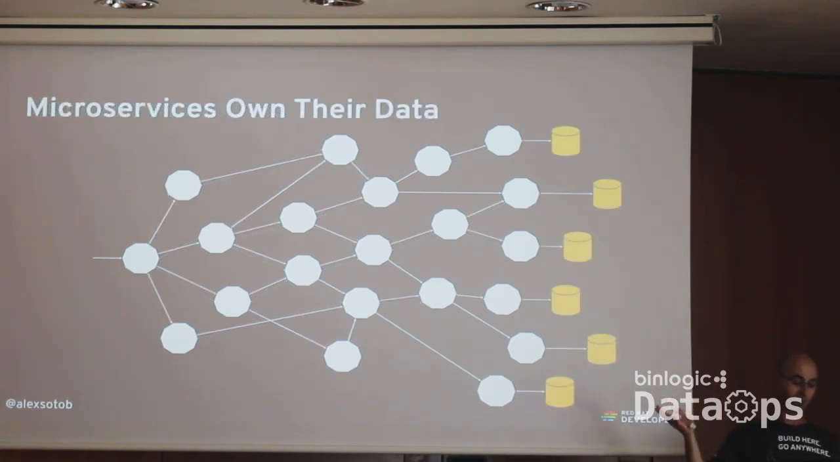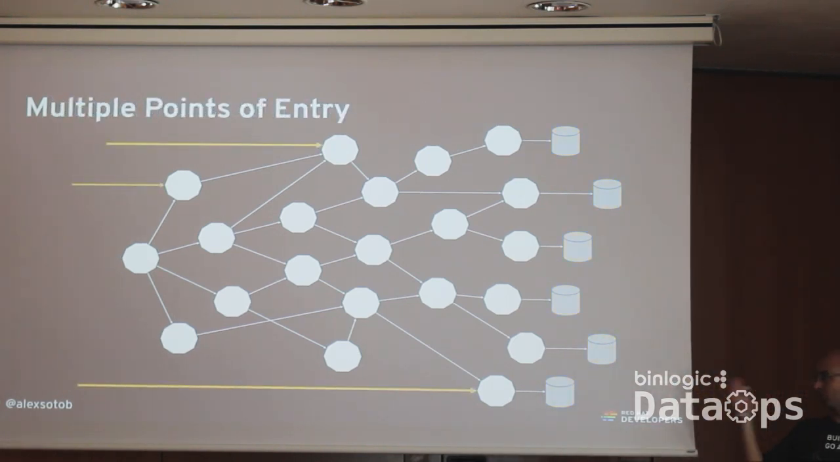Of course, each microservice contains its own data. Some contain a database, others not. And one thing you need to be aware of with microservices is that you can have multiple entry points. There is not just one entry point as happens with a monolith, but you can reach any of the services from outside. And probably for this reason, it's a really good idea to have an API gateway in front.